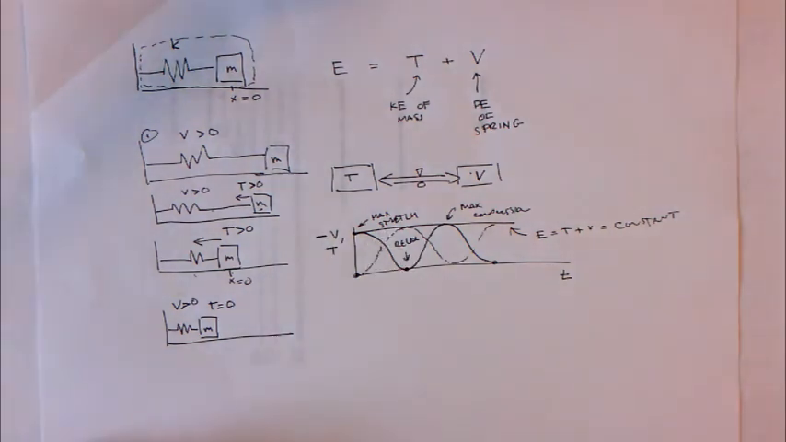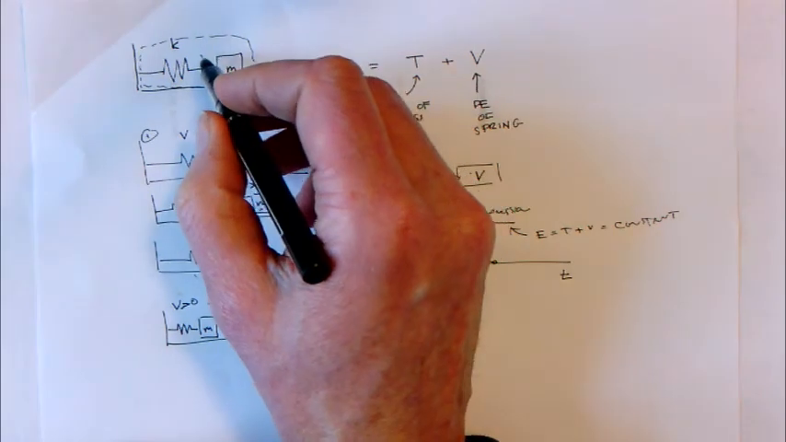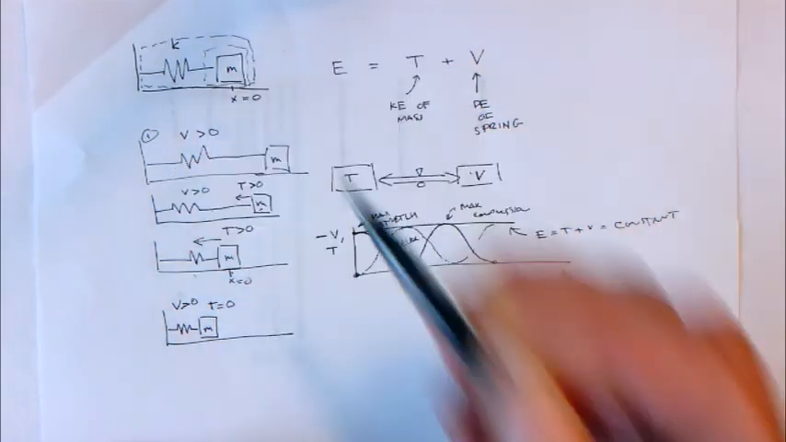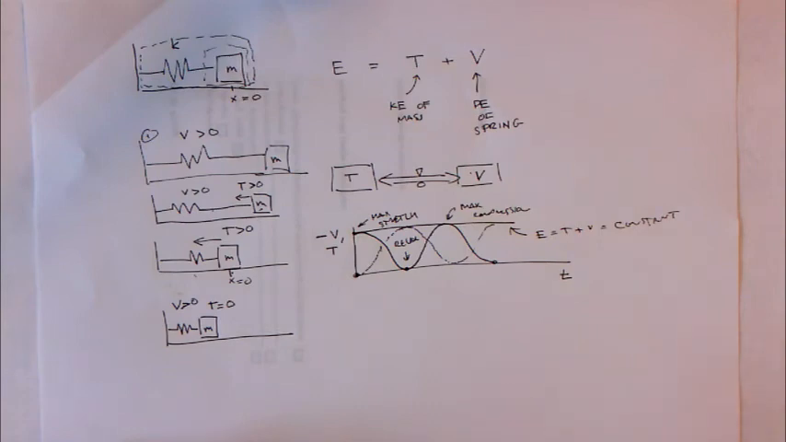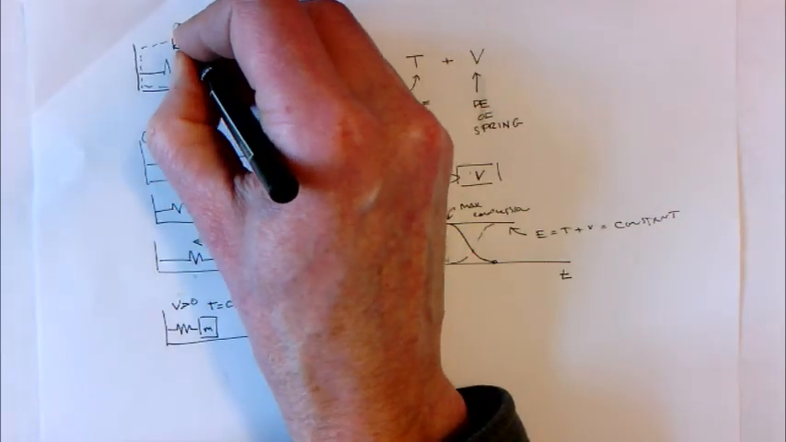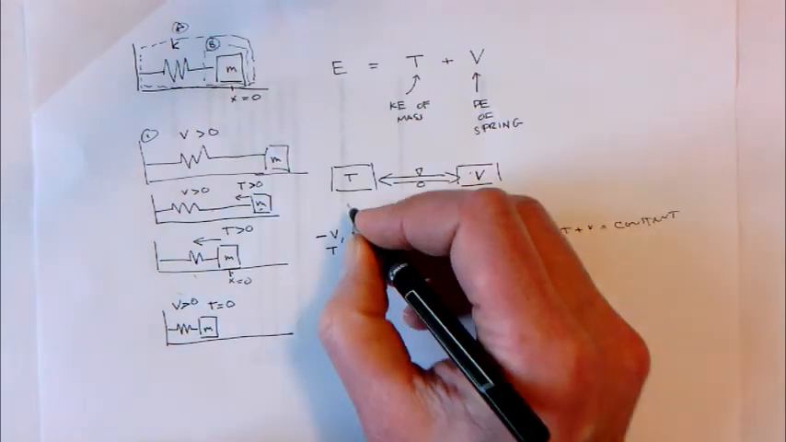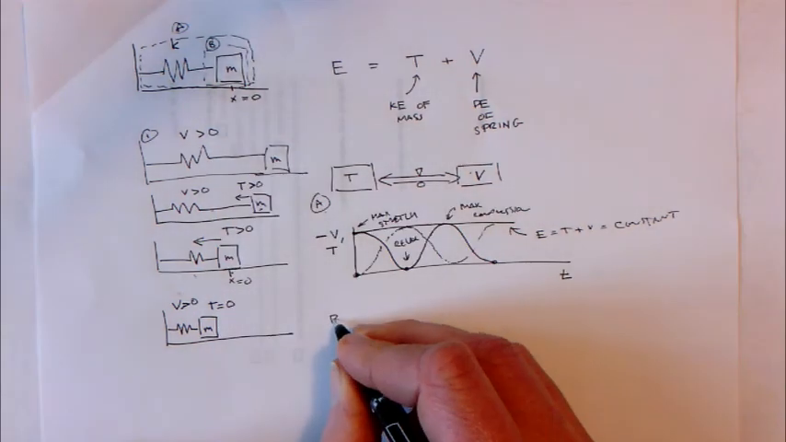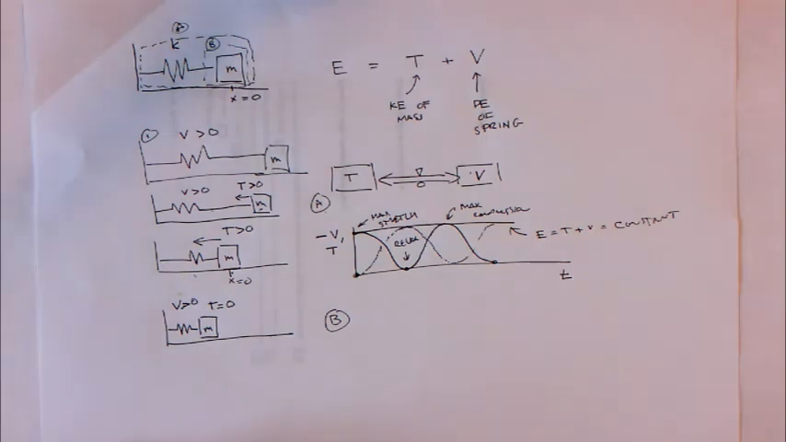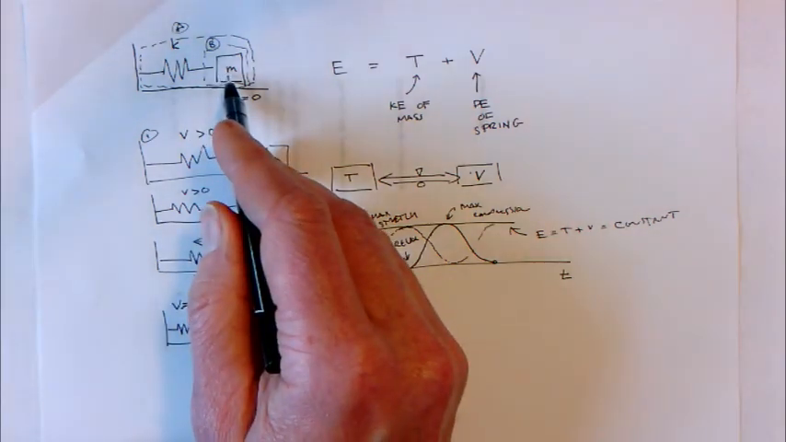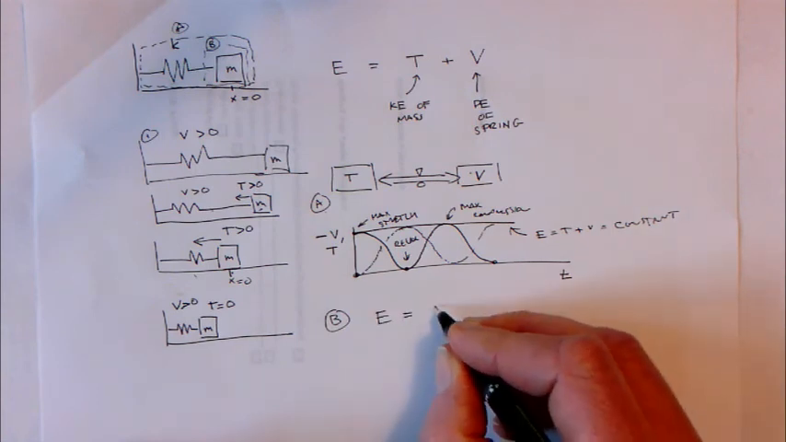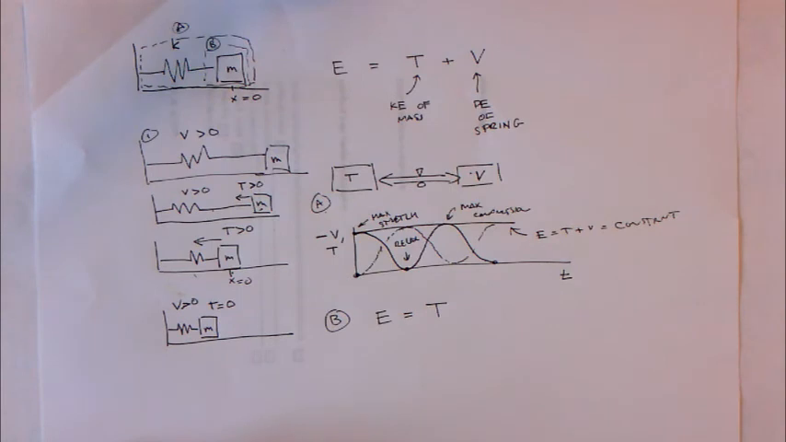Now, a second way to think about this would be to draw our system boundary here. Let's call this system boundary A and this system boundary B. So this is what the picture looks like if we draw system boundary A. If we draw system boundary B, the only place that we can store energy in the system is inside of the mass, in the kinetic energy of the mass. So at this point, we'd say the energy of the system is simply the kinetic energy.